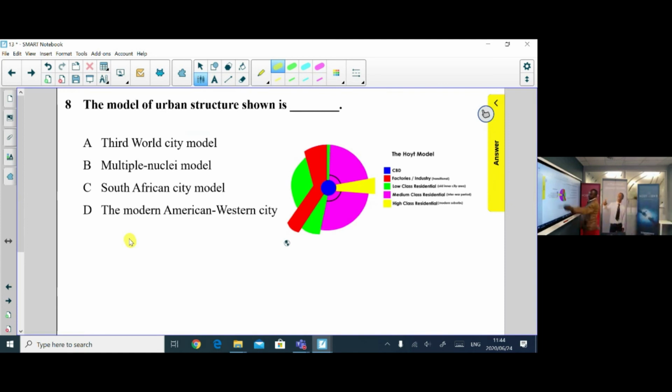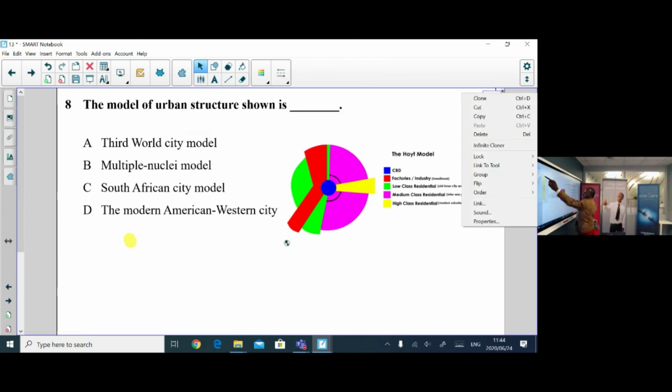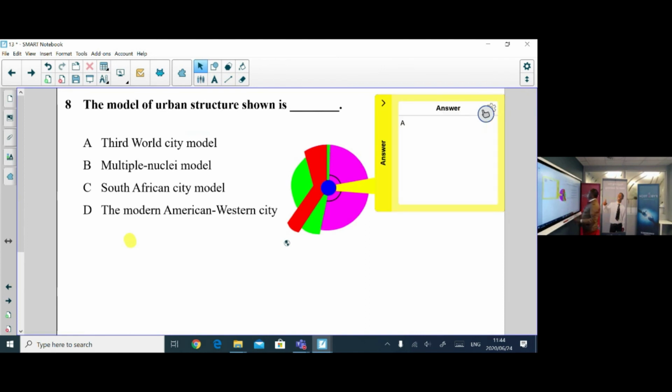Right, let's go to our pull out. So according to this, as we said earlier on in our lesson, we're actually saying the Hoyt model refers to the third world. So it is the third world city model.